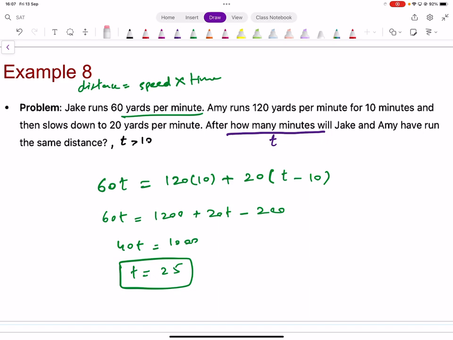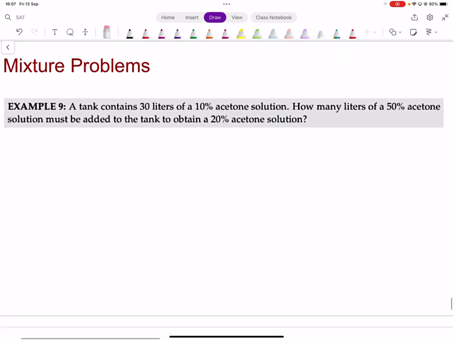Is this all right? Okay. Now another very tricky type of problem. You'll see this a number of times in the problem sets that I gave you. These are called mixture problems, and they're quite tricky as well. A tank contains 30 liters of a 10% acetone solution. ये कोई chemical है जो भी है. How many liters of a 50% solution must be added to the tank to obtain a 20% solution?